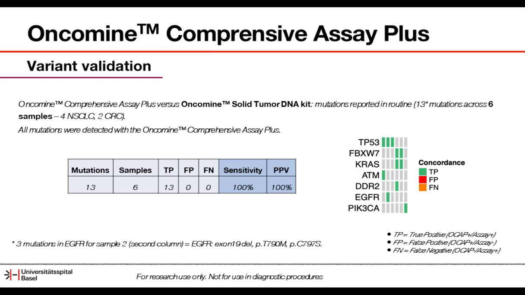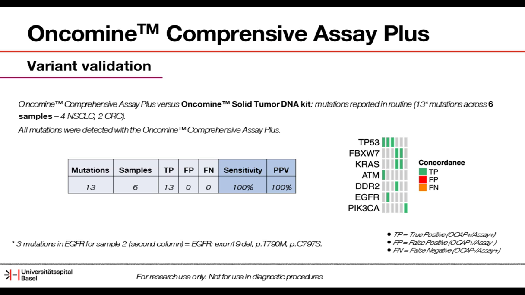And you can see here that we found 13 mutations across the 6 samples, some of which are very clinically relevant. As you can see at the bottom of my slide, we found 3 mutations for only 1 sample in EGFR: exon 19 deletion, T790M, and C797S. And these mutations really are crucial, as they are associated with resistance and response to EGFR tyrosine kinase inhibitors.